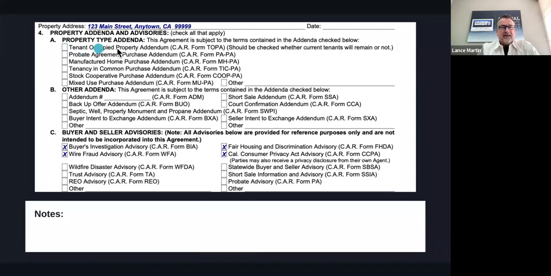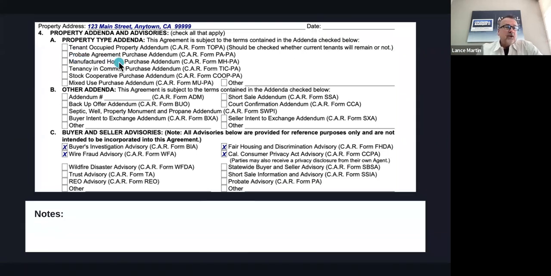So we've got our property addendum, if any. The first one we're looking at is the tenant occupied property addendum, the TOPA. The whole concept here is that the tenant is staying after close of escrow. If we have a tenant that's staying, we're going to check box 4A in the top box, and we will go through the TOPA, the tenant occupied property addendum, in much greater detail later on in the course. We'll go through the whole thing.